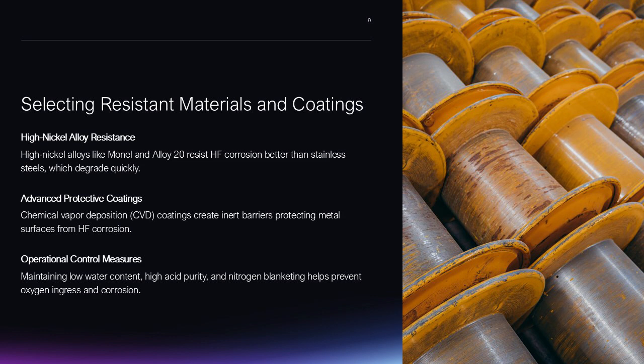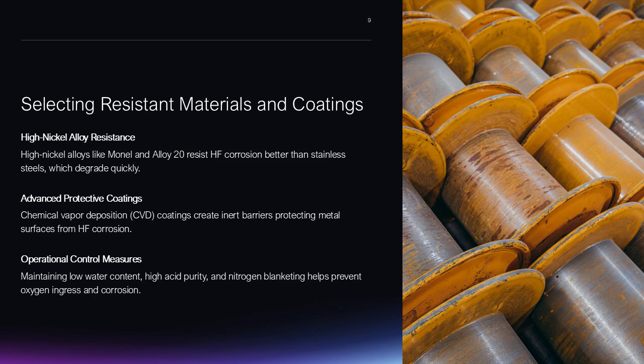Material selection is critical for managing HF corrosion. High-nickel alloys such as Monel and Alloy 20 offer superior resistance compared to stainless steels, which fail rapidly in HF environments. In addition to alloy selection, advanced coatings like chemical vapor deposition, CVD, coatings from Silcotech provide inert barriers that protect underlying metal surfaces from HF attack. These coatings are particularly useful in components where alloy upgrades are impractical.